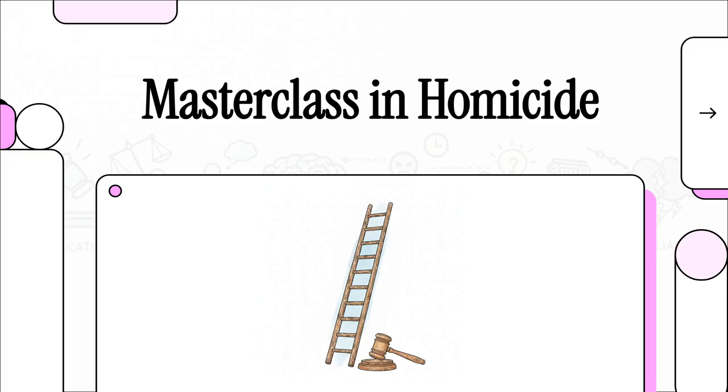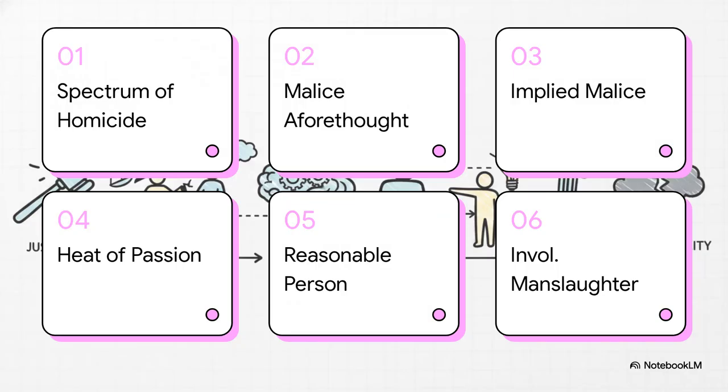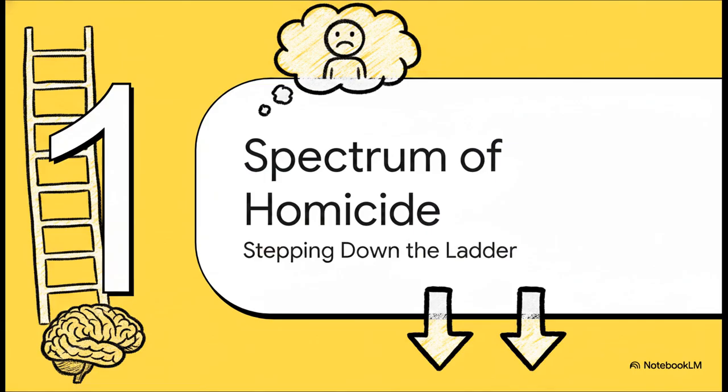Let's dive in. Here is our syllabus for today's lecture. 1. The spectrum of homicide. 2. Defining malice aforethought. 3. Implied malice in practice. 4. Heat of passion mitigation. 5. The reasonable person standard. And finally, 6. Distinguishing involuntary manslaughter.